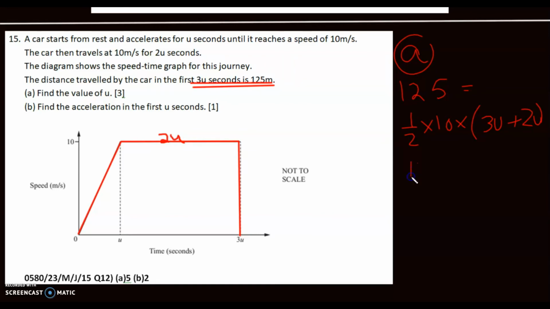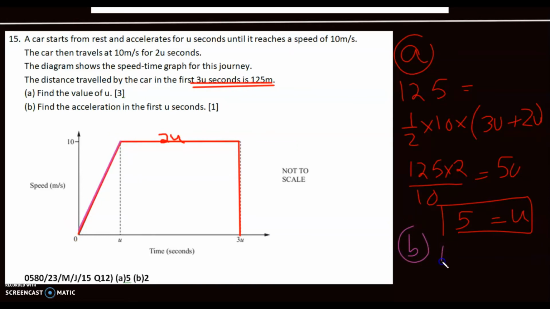So I'll do 125 times 2 upon 10 equals 5u, and then from here I'll find the value of u. So 125 times 2 divided by 10, then again divided by 5 gives us 5. So u is equal to 5. Find the acceleration in the first u seconds. So this acceleration is simply rise over run. For part B, the rise is 10, the run is u, which is 5. So acceleration is 2 meters per second squared.